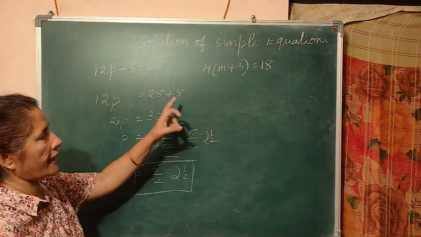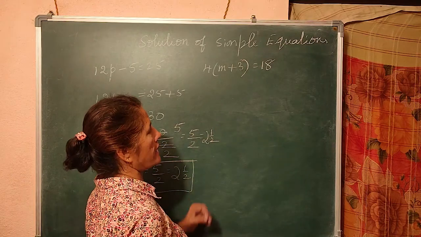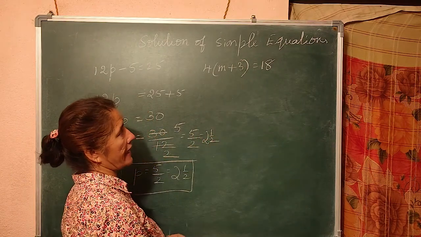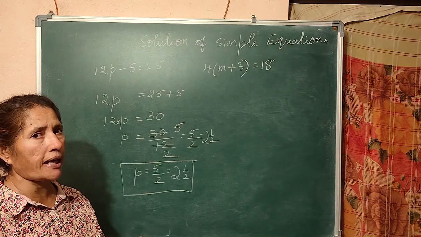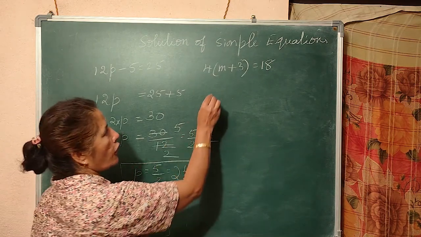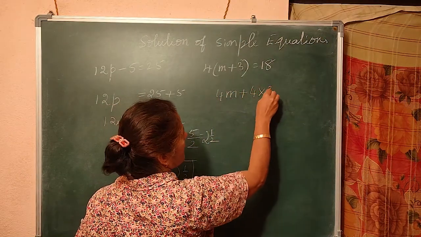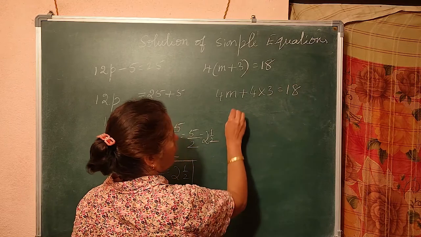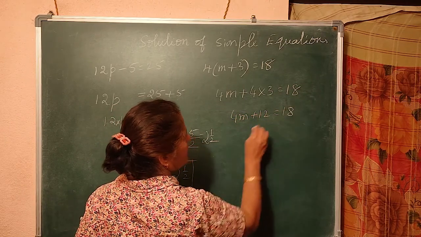Now let us go to the second equation. What is that? 4 into m plus 3 is equal to 18. Try to take out the bracket. It is in the form of a into b plus c is equal to a into b plus a into c. So 4m plus 4 into 3 is equal to 18. 4m plus 12 is equal to 18.